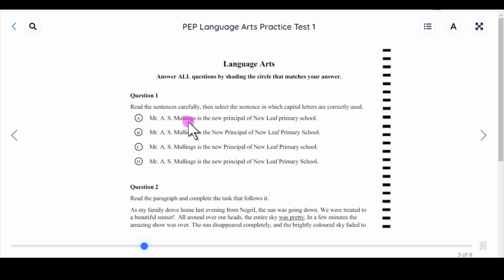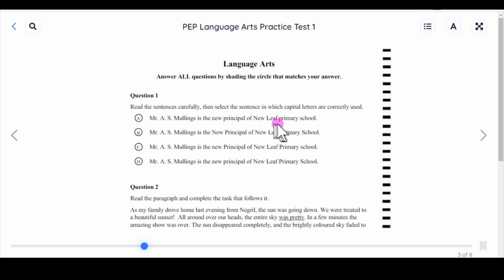So A.S. Mullings, all of them have that. So we're cool with that. Is the new principal. Do we need to capitalize the word new? No, we don't. Principal, do we need to capitalize principal? No, we don't.